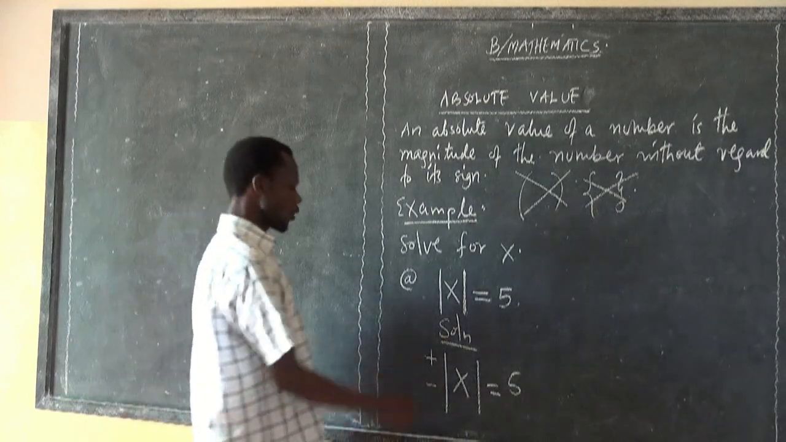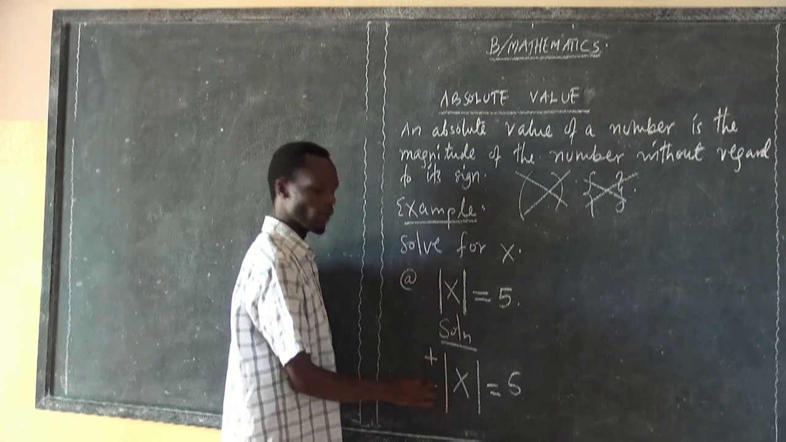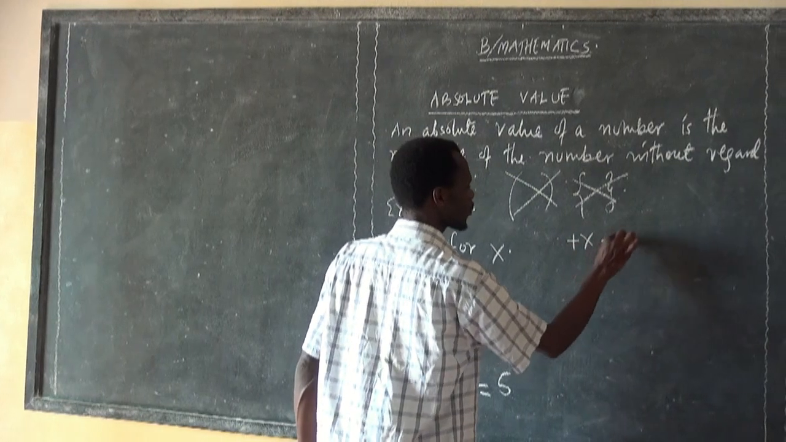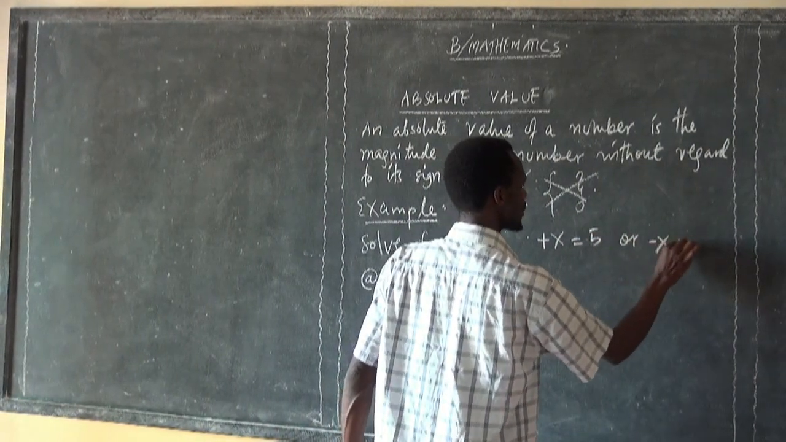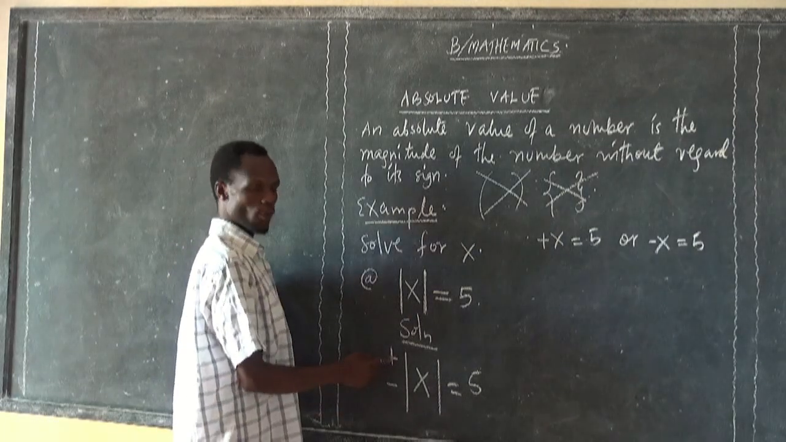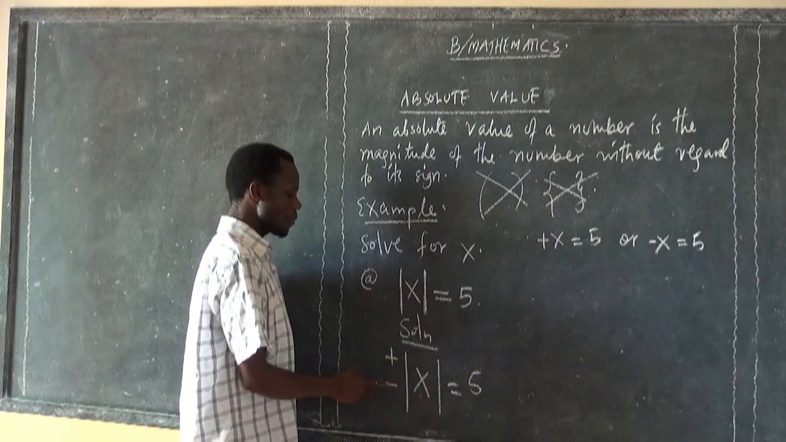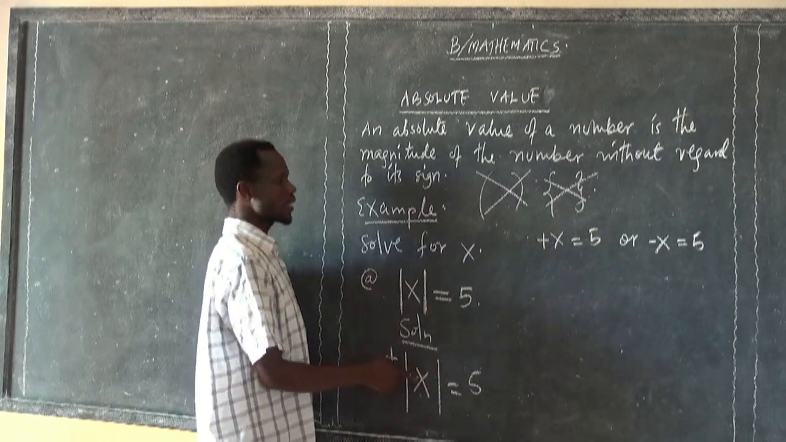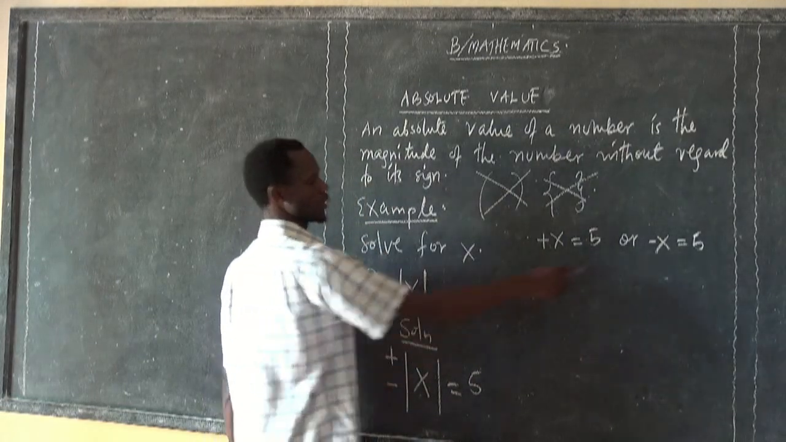Kwa kama unataka kuondoa haya mabano, unaweka chanya na hasi hapa nyuma. Kwa hiyo hapa itakuwa ni positive x is equal to 5 or negative x is equal to 5. Means you have to multiply by positive in order to remove this bracket. You have to multiply by negative in order to remove that bracket. Now positive times x you get positive x, and then negative times x you get negative x.